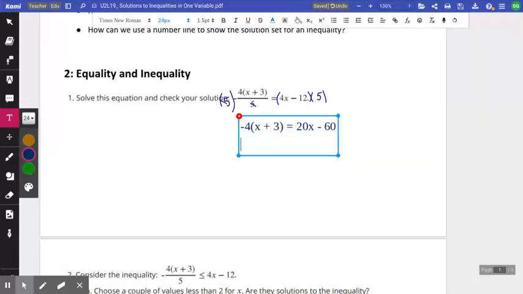The next thing I personally would do is distribute that -4 there. You could have also divided both sides by -4. You might have chosen to do that instead.